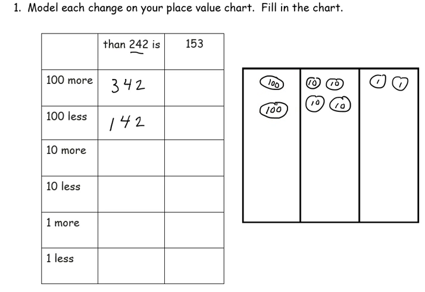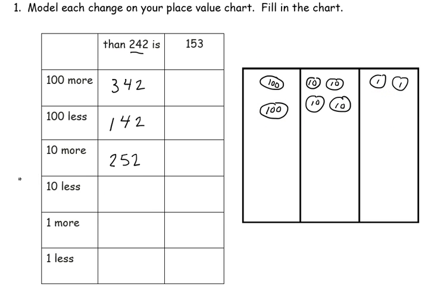Next, I'll go back to my original number and show 10 more. That means I'm going to add a disk in my tens column this time. That shows me the number 252. I still had the original 200. Now I have 5 tens, and I still have the 2 ones.